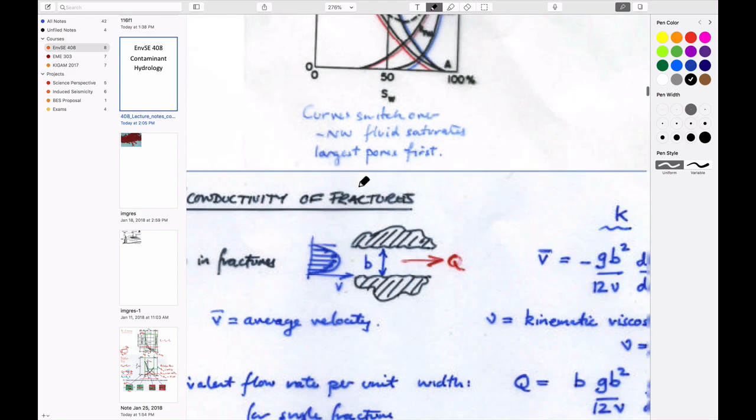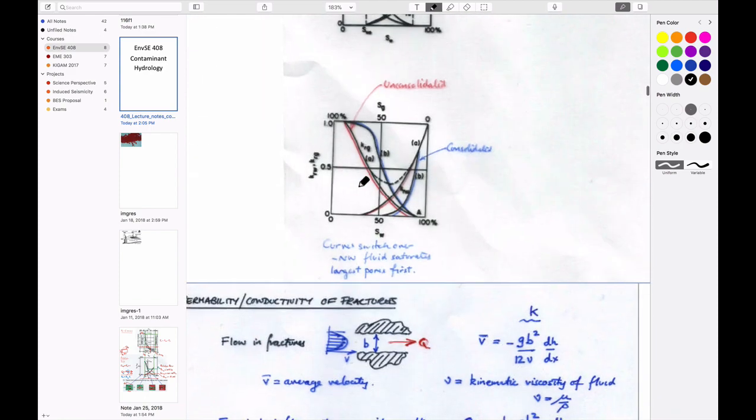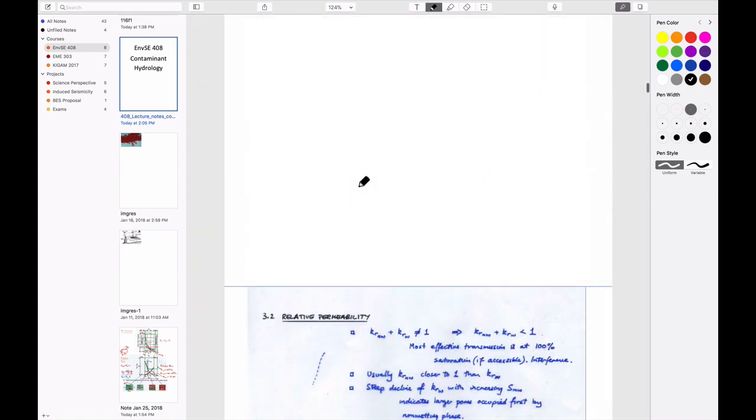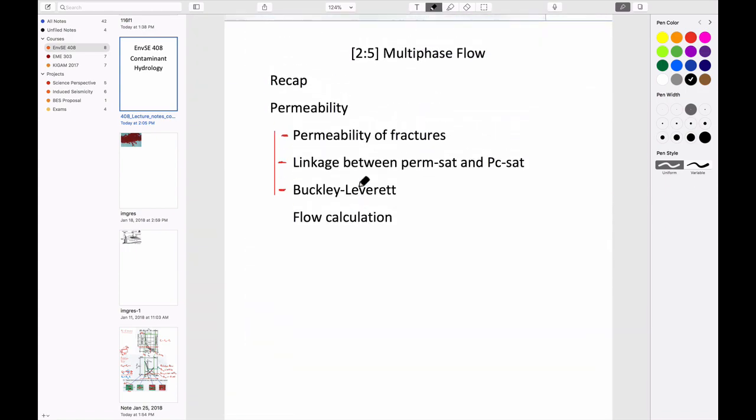So that maybe brings us up to combining our thoughts of relative permeabilities from the discussion from last time.